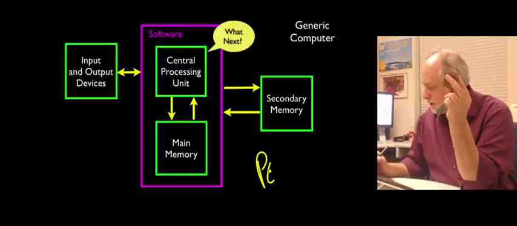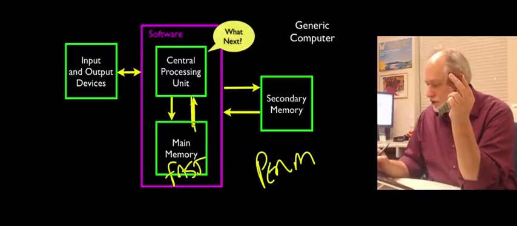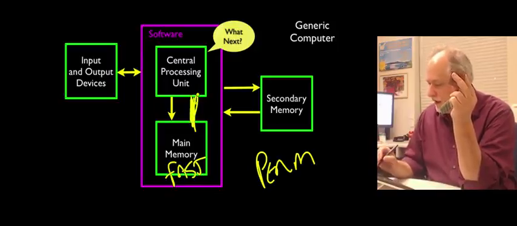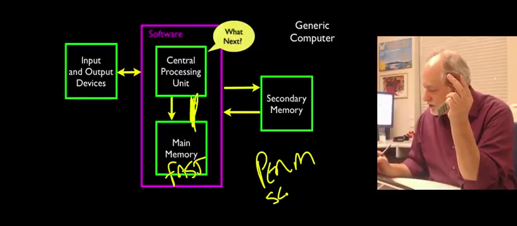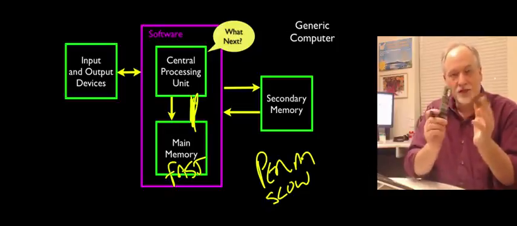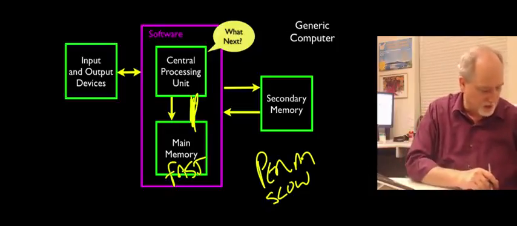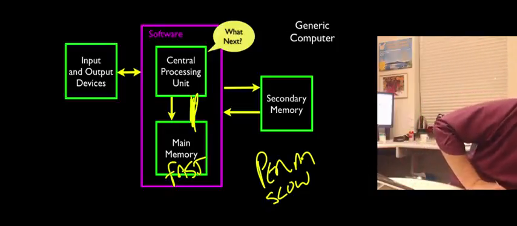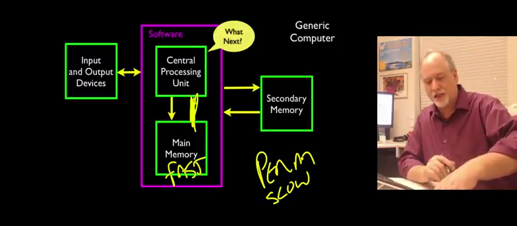This is permanent. This is fast, and it changes really fast. But this is permanent, and this is slower. Okay? So the secondary memory, I've got two kinds of secondary memory. Oh, dropped it on the floor. Two kinds of secondary memory.